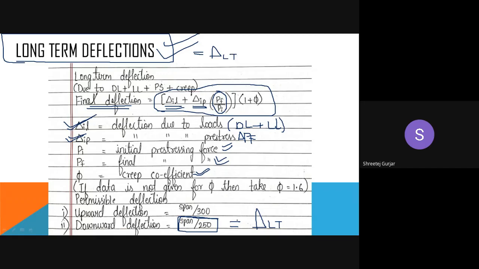Should your deflection be lesser than span by 250, or larger than span by 250? It should always be lesser than span by 250. When it is lesser, it is within the limit. Whenever your delta LT is lesser than span by 250, it is within your limit of serviceability. No problem. If it is larger, then it is not okay, and you have to redesign your beam.